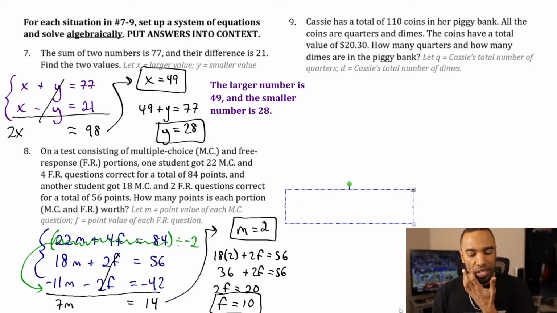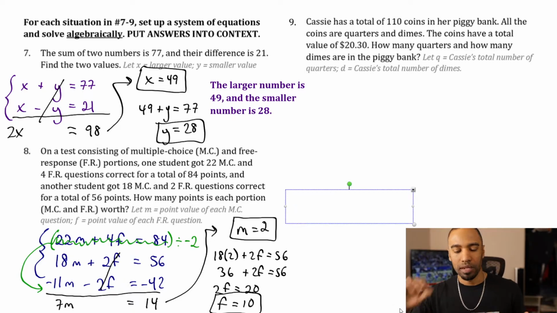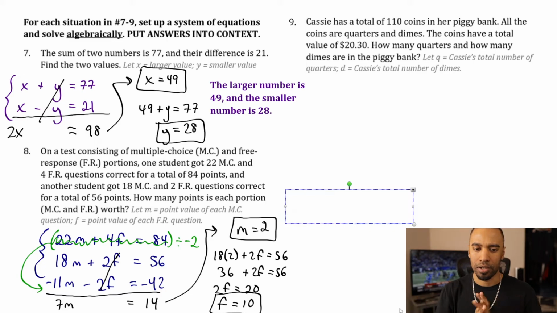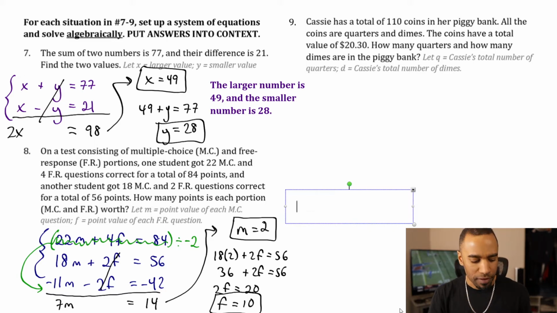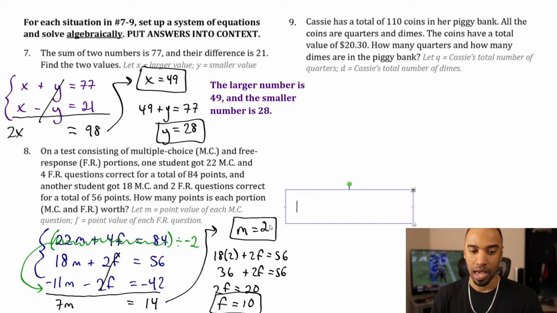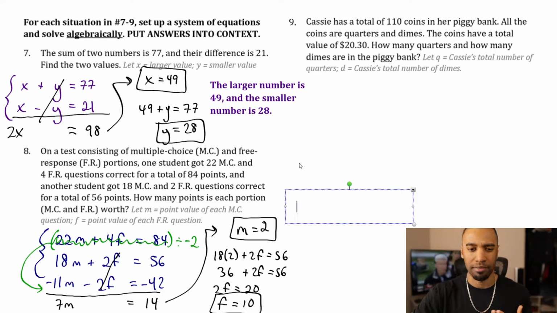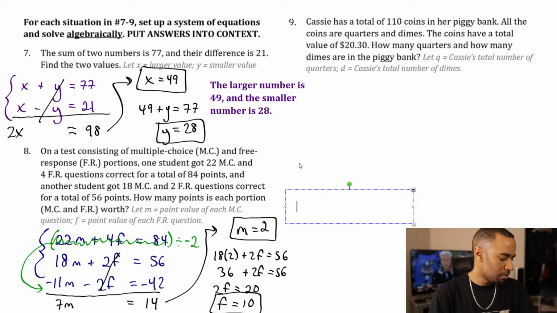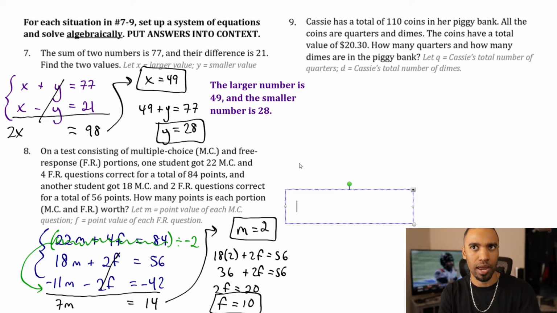Now, I'll let you know right now that it's a bit, I don't want to say controversial, but it's a bit up for debate whether or not I do actually have to answer this. If I did define the variables, if I said m is the point value of each, and if I did say m equals 2, then 2 is the point value of each for multiple choice. So do I have to? I'm still going to say yes, and the main reason is because you want to make sure that you're answering the question being asked. Okay? That you know you're answering the question being asked.